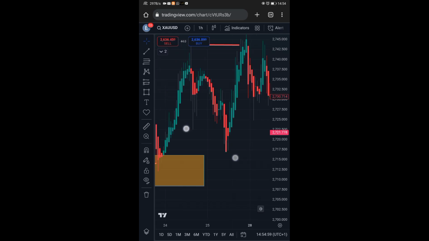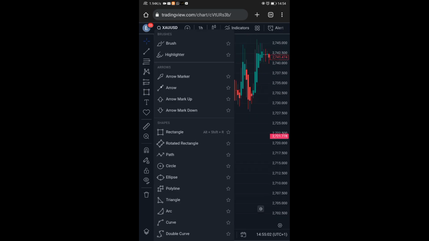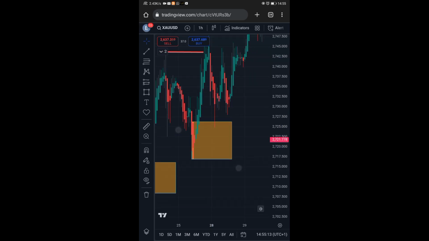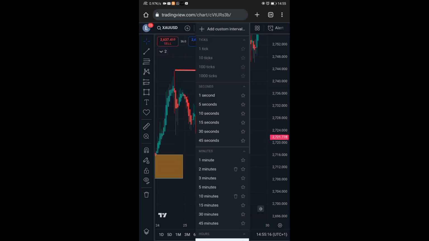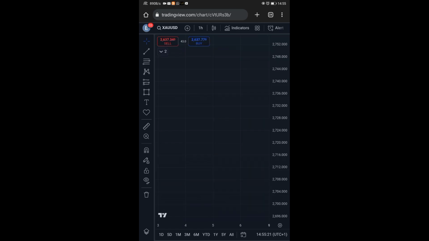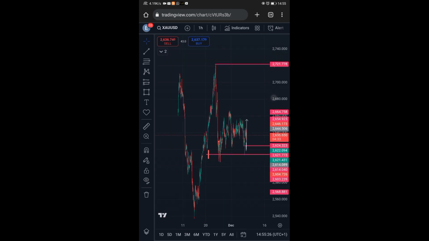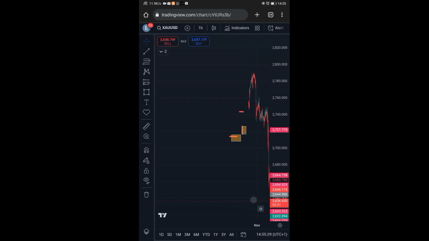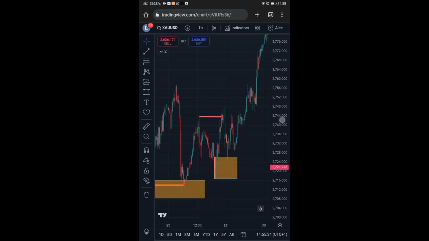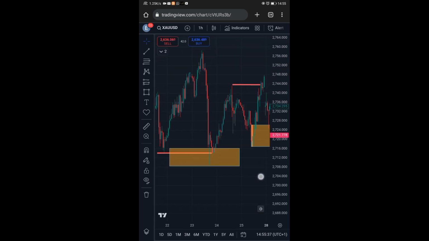You can as well use your normal candle, which I have to go back and use my normal candle for all of us to see how it goes. So I'm returning to my normal candle right here. I'm returning to my normal candle right there. So at this point, here it was.